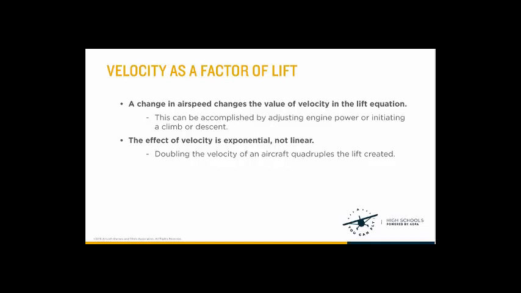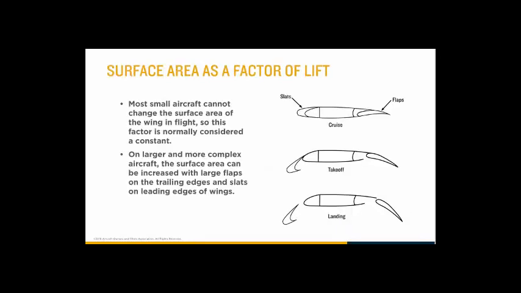Next thing we're going to talk about is the surface area of our wings, our airfoil, and how that helps lift. All right, so I'm going to switch now. There we go. So for smaller aircraft, the surface area of a wing remains relatively constant. And for the more advanced aircraft that have extendable flaps on the trailing edge of each wing and slats on the leading edge, that increase the wing's overall surface area when needed, particularly during takeoff and landing. Because of these flight control devices, larger and more complex aircraft can increase or decrease their lift by changing the surface area of their wings.